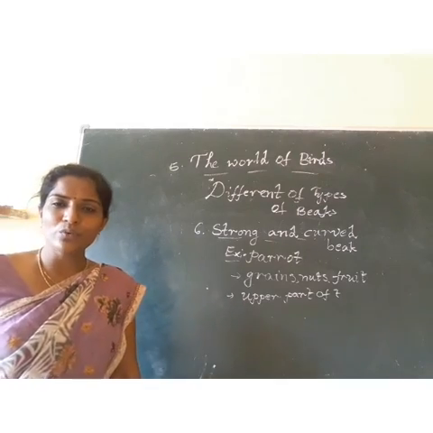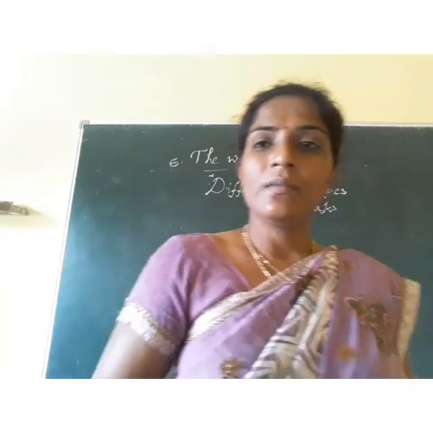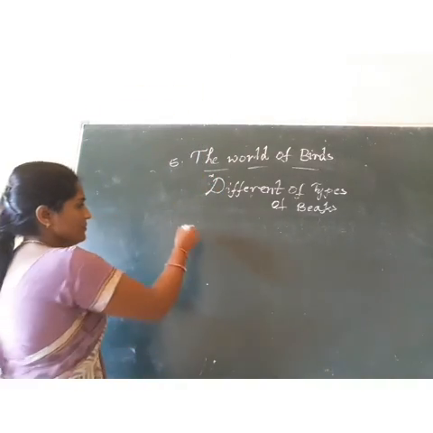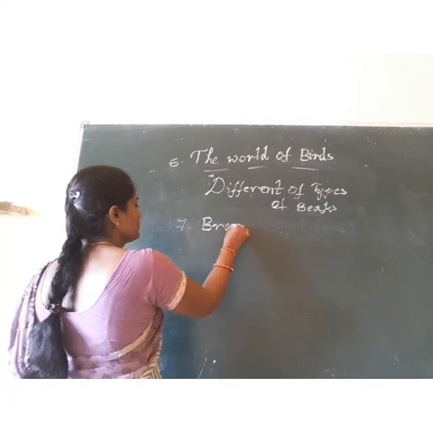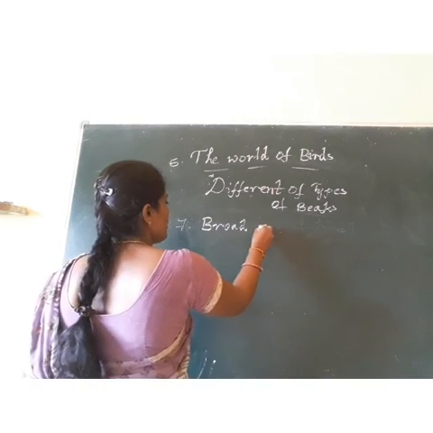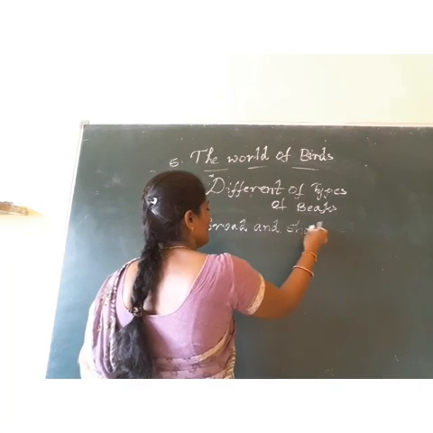And our last one is the strong and flat beak. And the next one is the last one, broad and short beak. Broad and short beak.